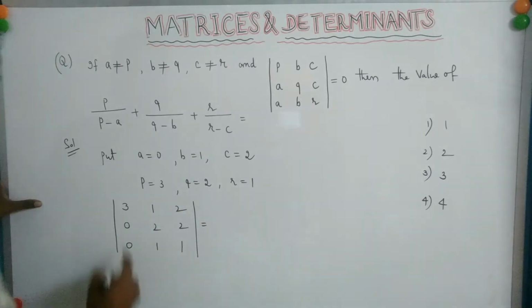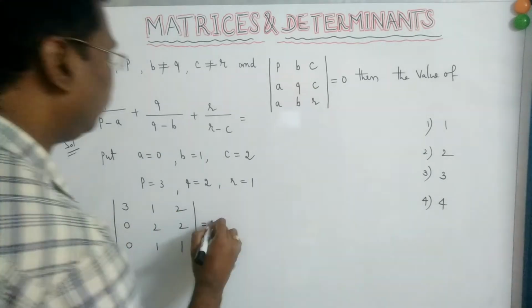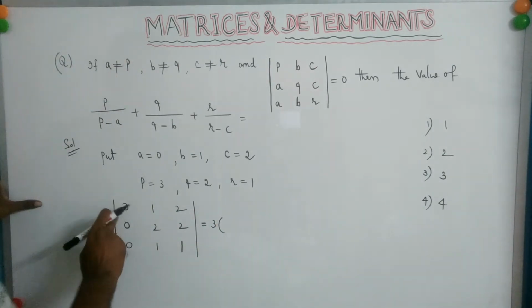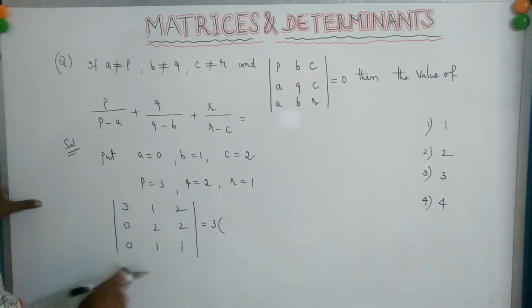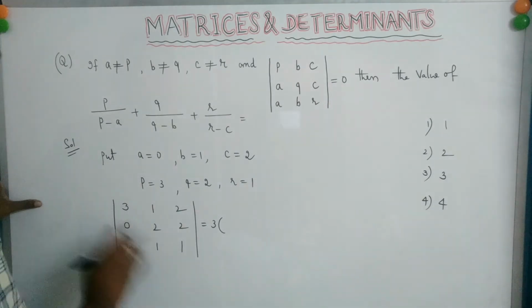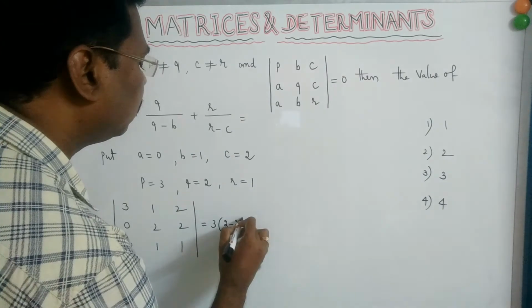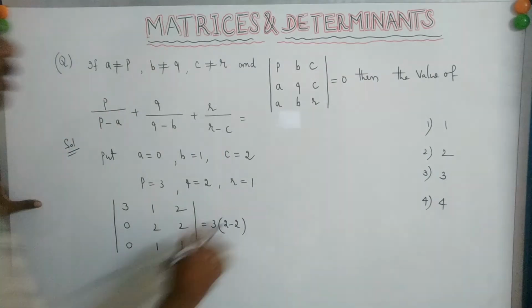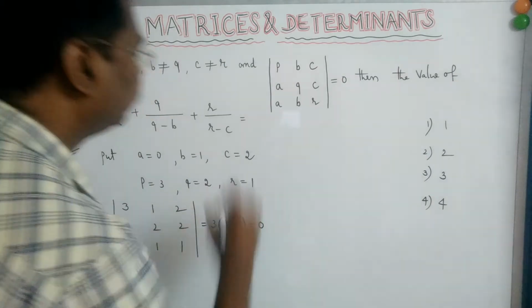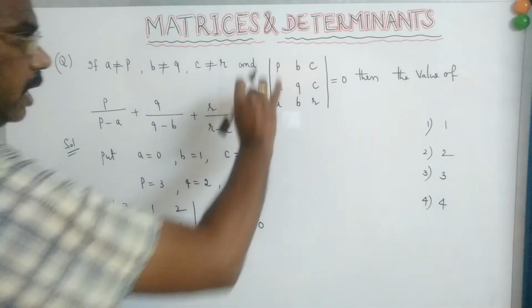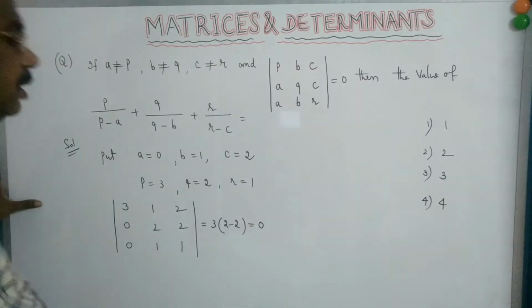Okay, now det of, now 3 into, here two zeros are there. Now eliminating this row and this column, det of this one is 3 into (2 minus 2). Remaining all are 0, so it is equal to 0. Okay, now A, B, C and P, Q, R satisfy the given determinant.